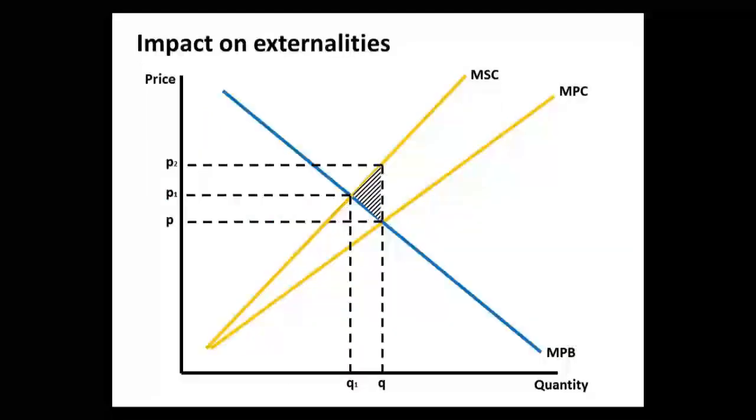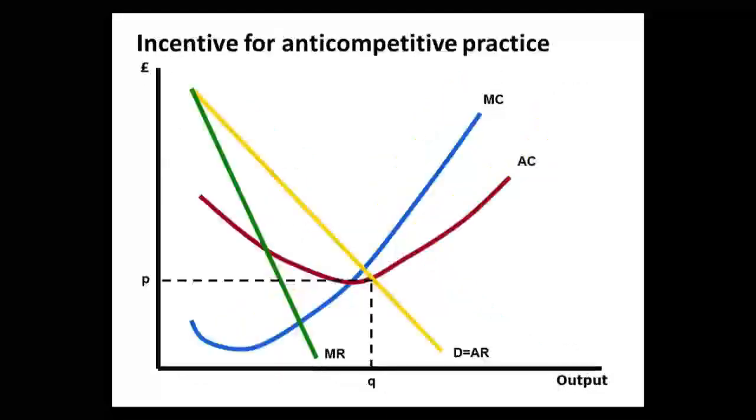Externalities, we can show external costs like this, or an external benefit diagram as well, both useful diagrams to be able to use. And in terms of the incentive for anti-competitive practice, we can show limit pricing. That's where firms charge the lowest price possible to limit competition by charging a price where AR equals AC.